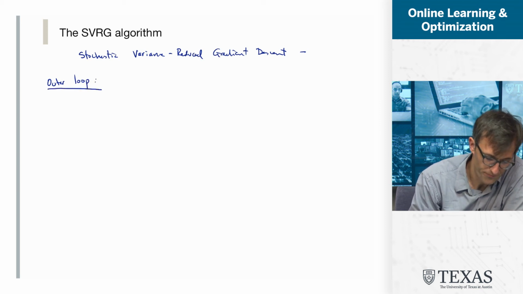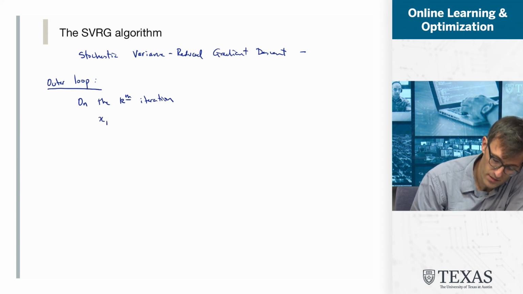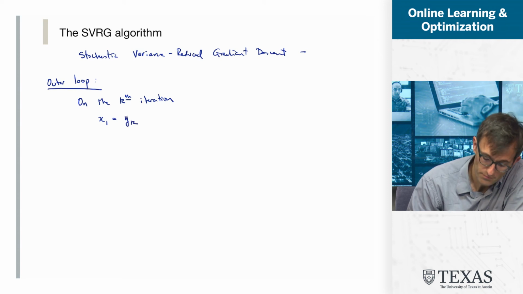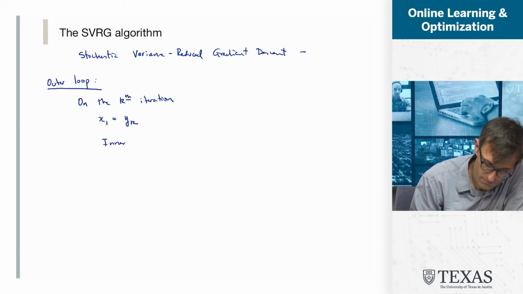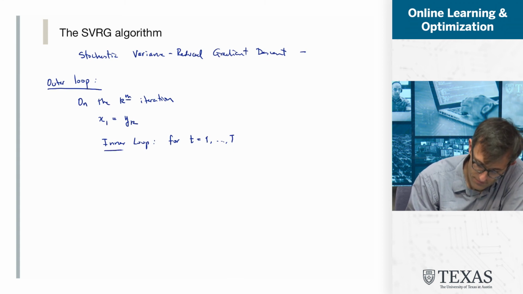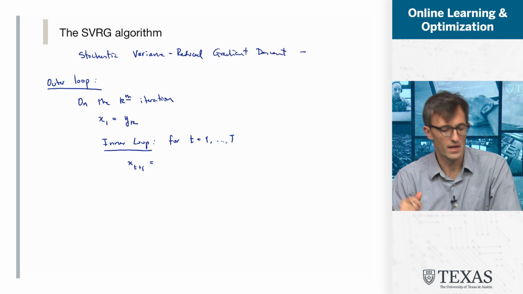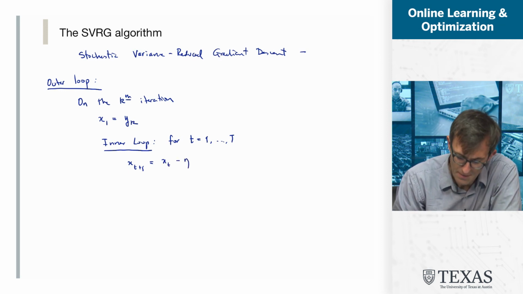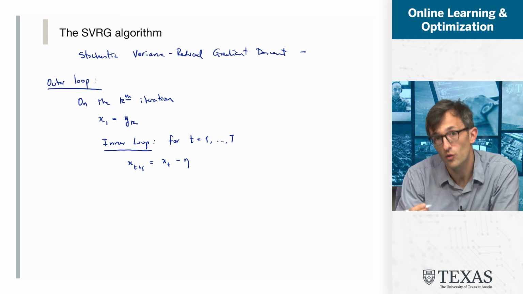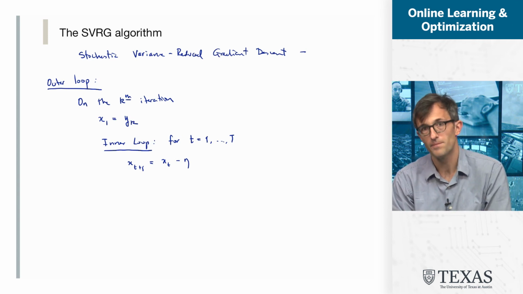In the outer loop, on the kth iteration, we set x1 equal to yk, and then we move to the inner loop. And we repeat this for t equals 1 to capital T. x t plus 1 is equal to, so this inner loop is just my SGD algorithm. So x t plus 1 is equal to xt minus my step size times my stochastic gradient. But I'm going to use the stochastic gradient that we just saw on the previous slide. This is my recentered stochastic gradient. And the 2 points I'm going to use, x and z, are going to be xt and yk.